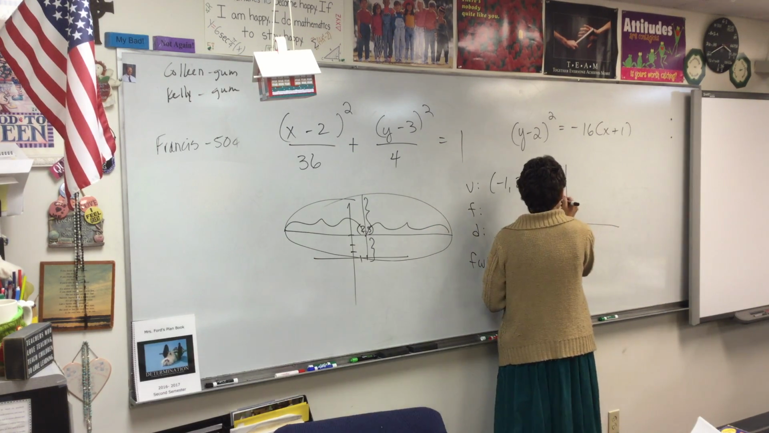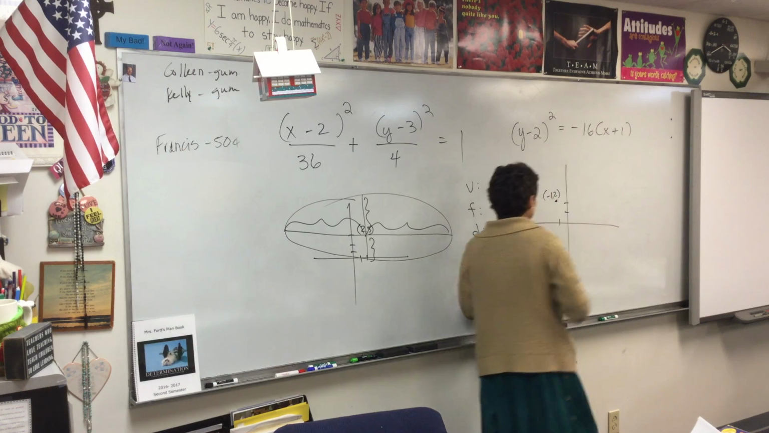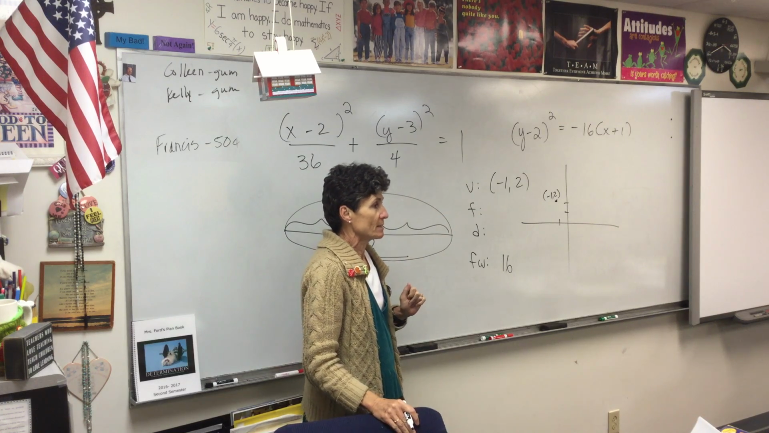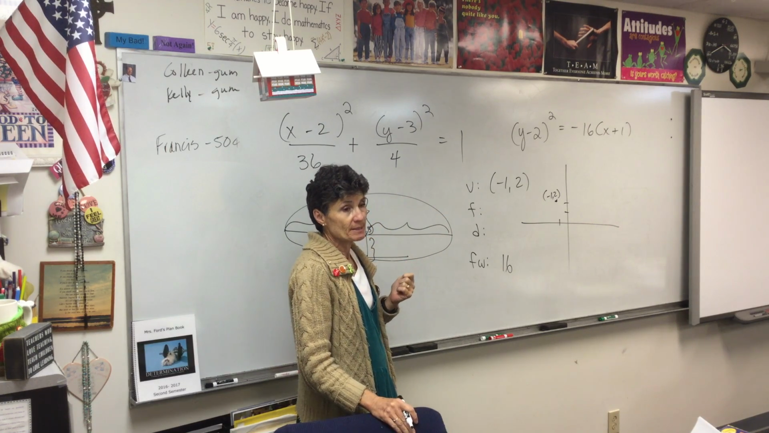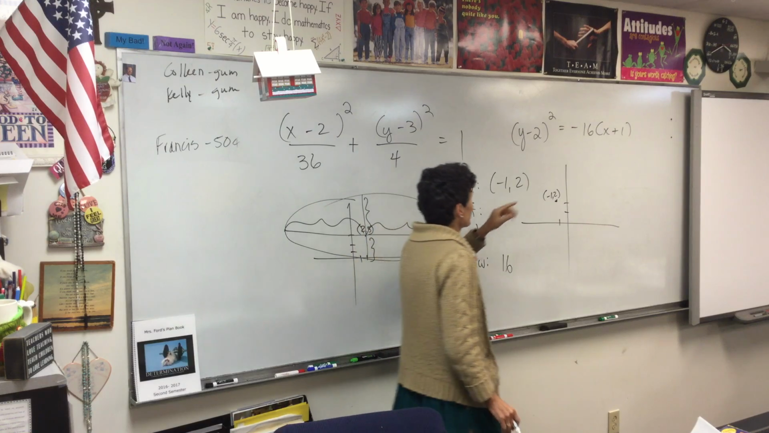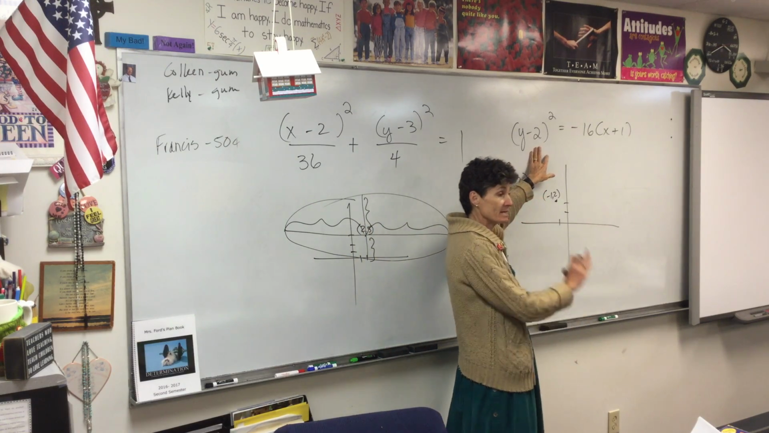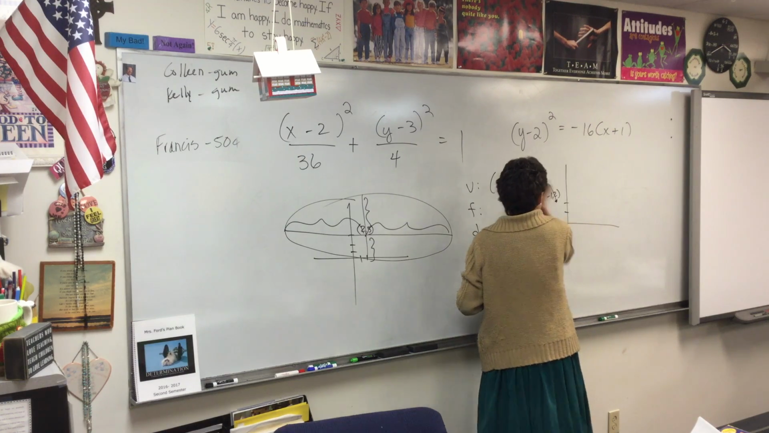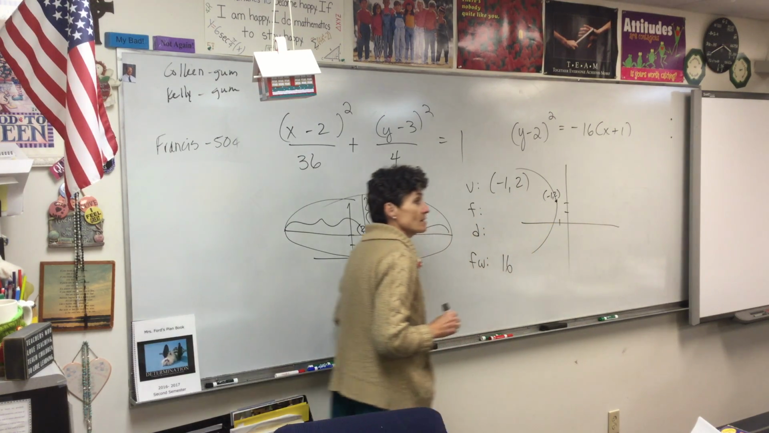Now, the rest of this catch is tricky. -1, 2. In order to answer the other two questions, you have to know which way this guy opens. Your choices are left, right, up, and down. You look at two things. y squared means sideways, and a negative means left. So this guy opens to the left.